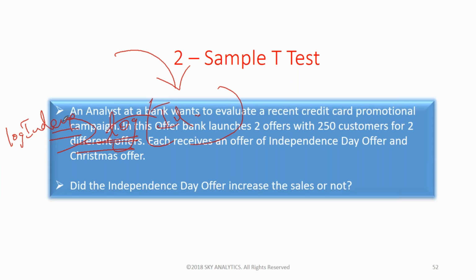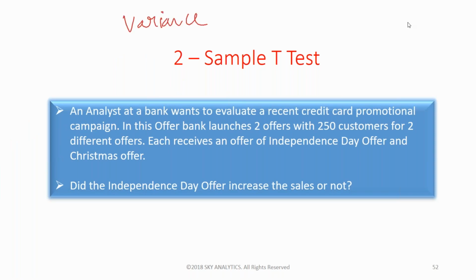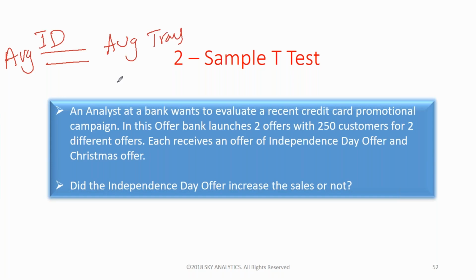And the next step is, after doing your variance test, you came to know that both the variances are equal based on your p-value. Then you should go for your two sample t-test, to check whether your average transactions of Independence Day is equal to average transactions with respect to Christmas, or not equal. You should check it out.